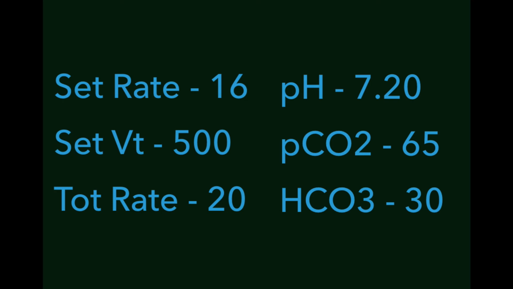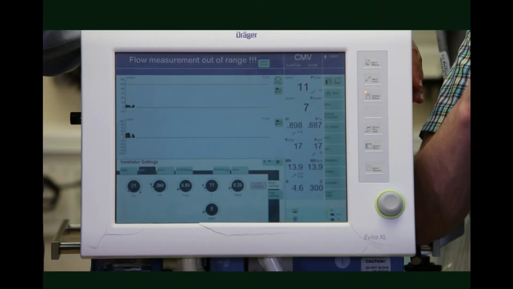So a hang up some physicians have with assist control mode ventilation is they state that if your patient needs additional volume higher than what you have set, they're not going to be able to get it, or it's going to increase their work of breathing significantly to get that extra volume.